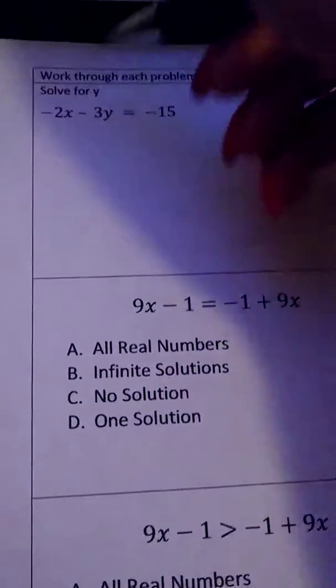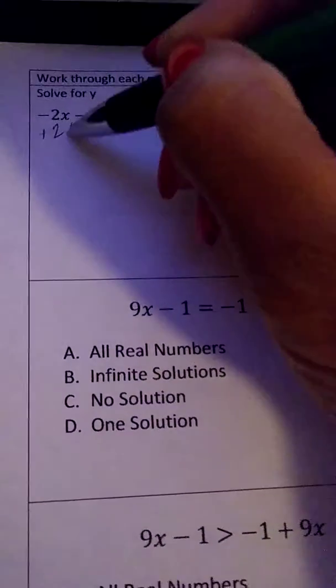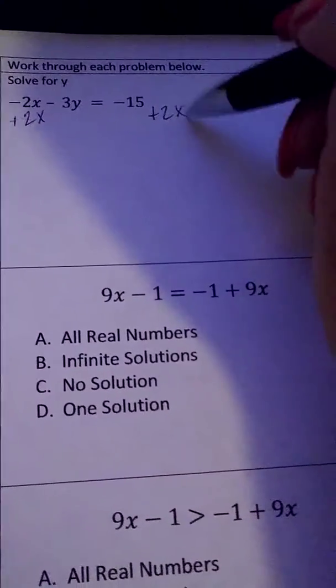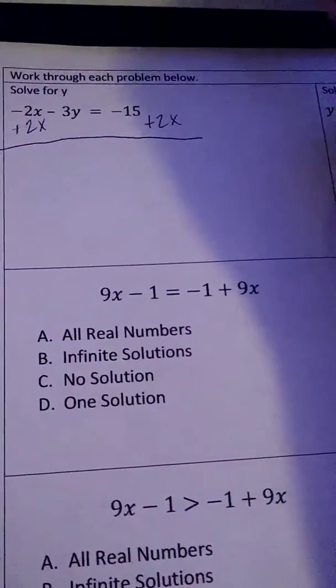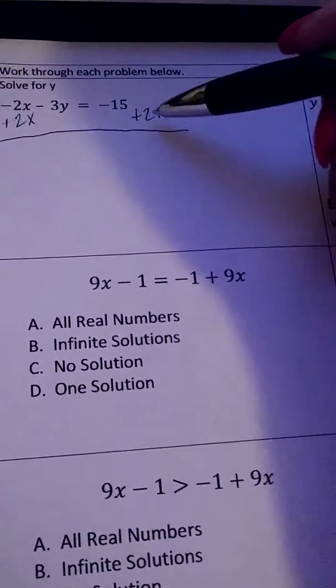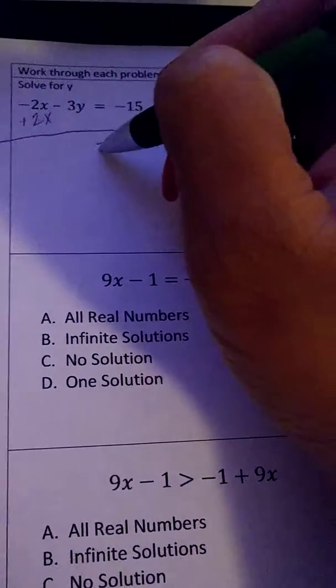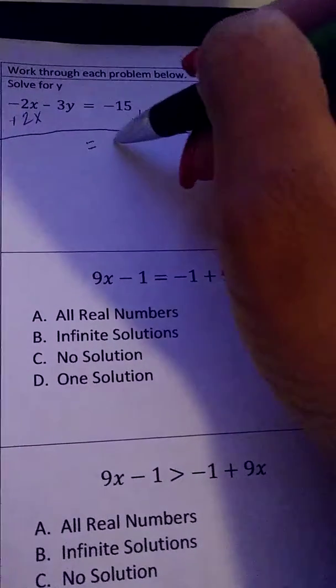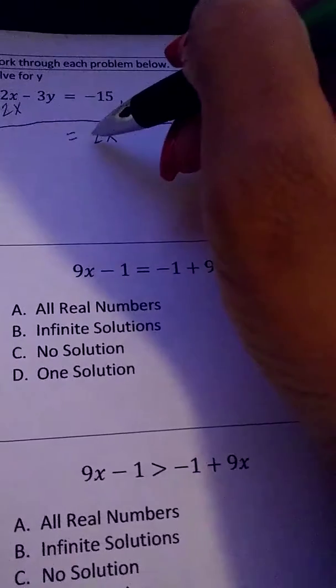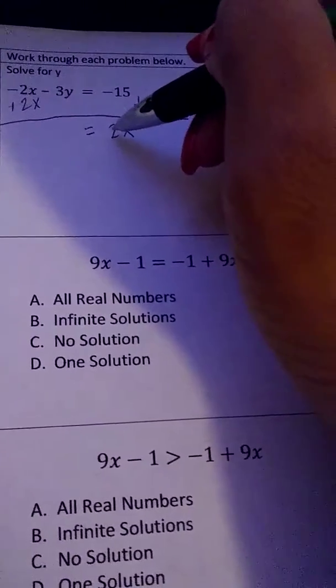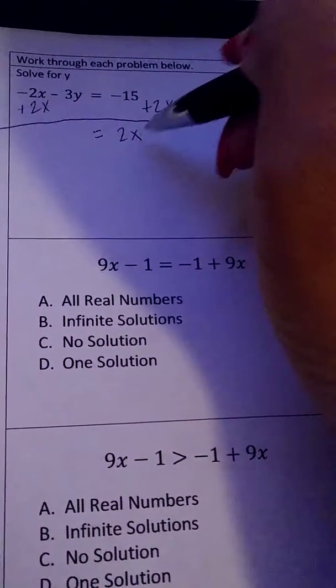Now let's solve for y. We're going to add 2x to both sides. Remember, you cannot combine these two terms. So that is positive 2x. I don't write the plus sign because 2x is leading.